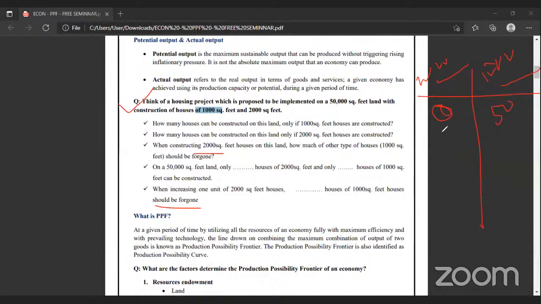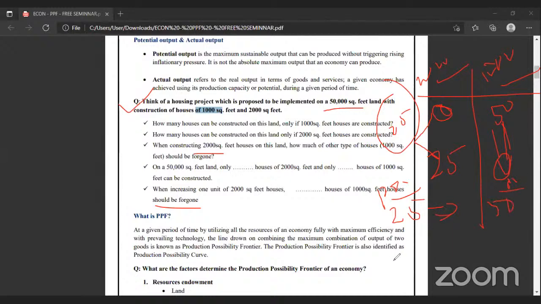If they are going to produce 25, according to the statement, 50,000 square feet, they can produce a maximum of 25 2,000 square feet houses. Then they have to sacrifice altogether 50. So producing 25 2,000 square feet houses, 50 1,000 square feet houses should be sacrificed. This is what we produce, and how many are we sacrificing? 50, right?